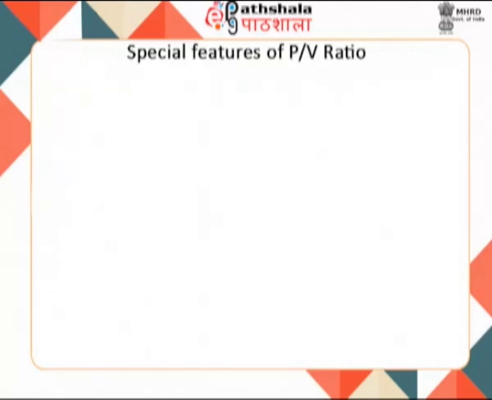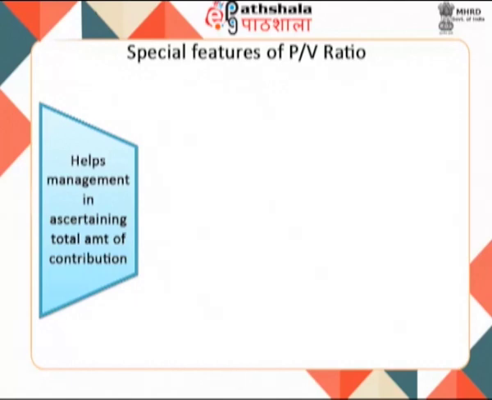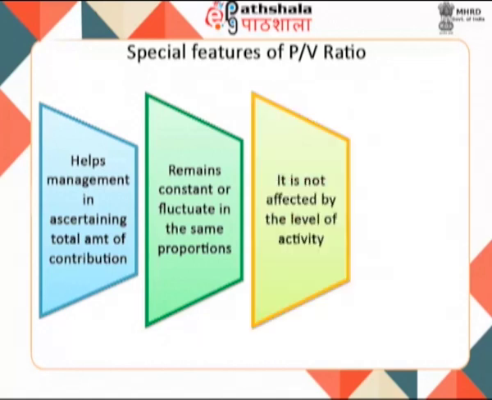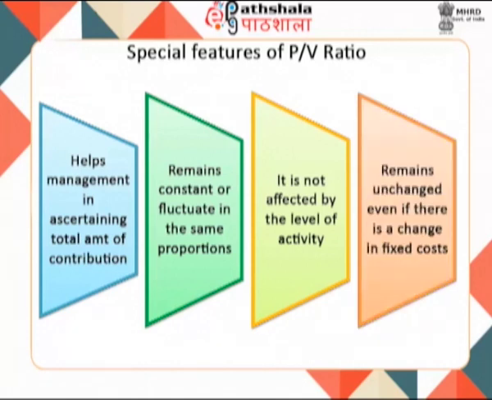Special features of PV ratio. The PV ratio helps the management in ascertaining the total amount of contribution for a given volume of sales. It remains constant till there is no change in the selling price and the variable cost per unit, or they fluctuate in the same proportions. It is not affected by the level of activity. It also remains unchanged even if there is a change in fixed costs.